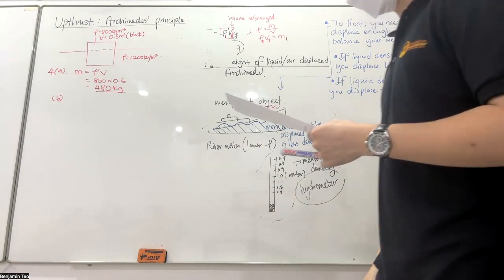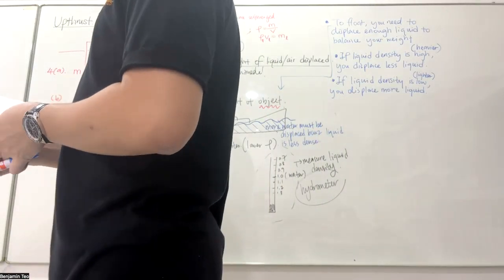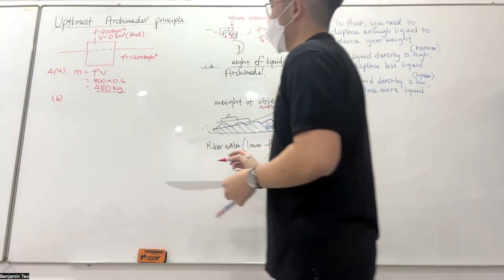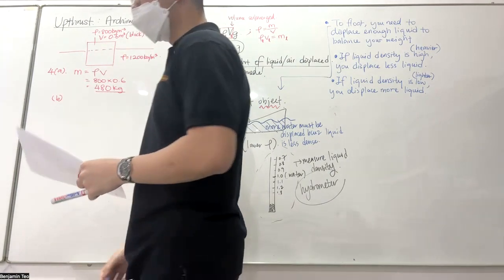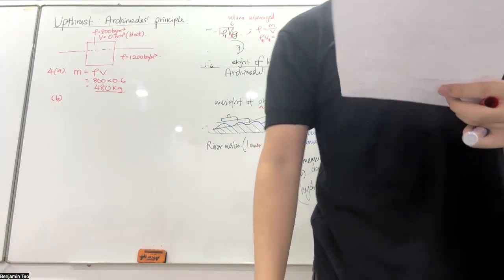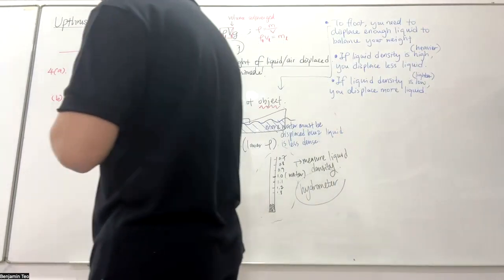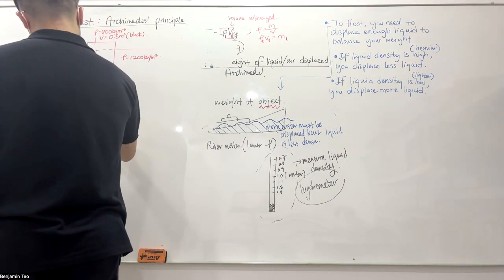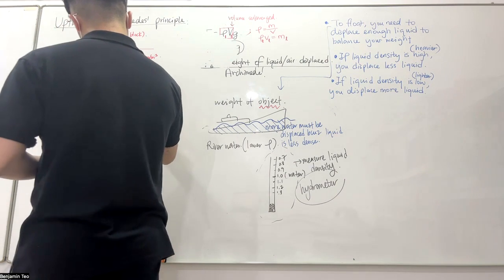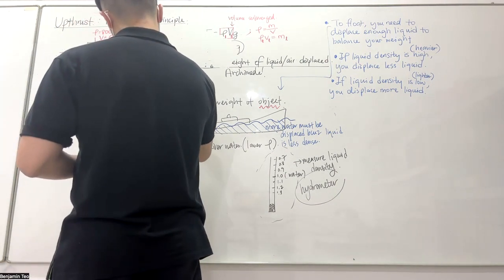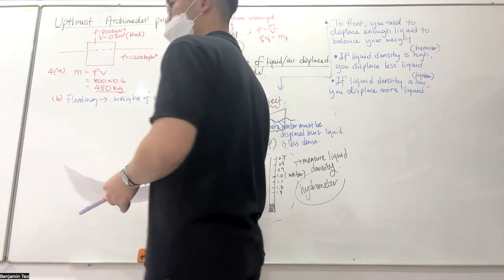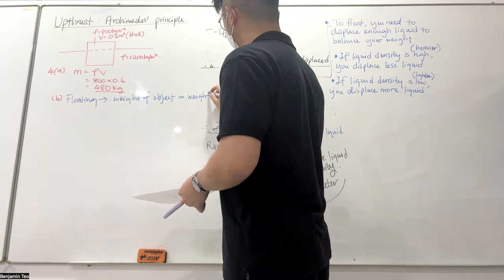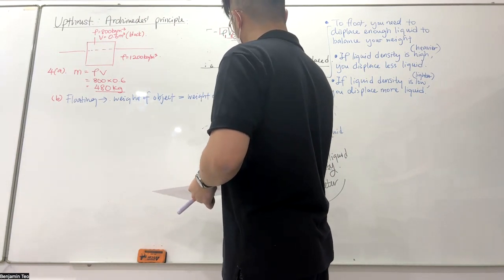B. Find the mass of the displaced liquid. Displaced liquid is the block floating. You have to see first, is the block floating? Okay, yes, it is floating. So if it's floating, means what? If it's floating, meaning that the weight of object, what was our condition just now? The weight of object must equal the weight of liquid displaced.